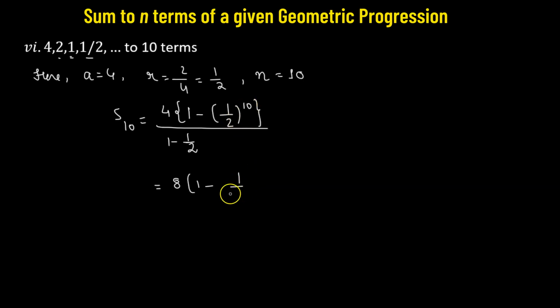2 raised to the power of 10, that's 1024, which will be equal to 8 times 1023 divided by 1024, which will be equal to 1023 divided by 128. So this is going to be our sum to the 10 terms. Moving on to the 7th problem.